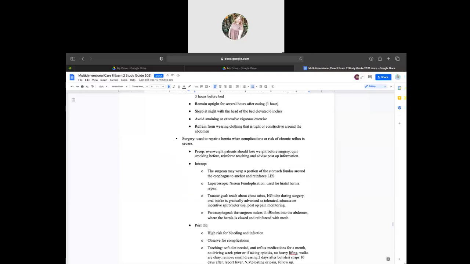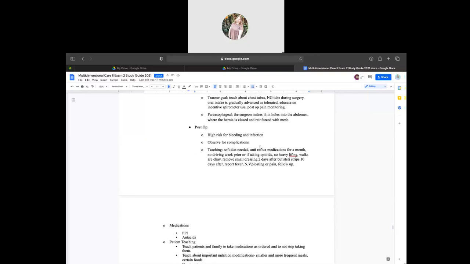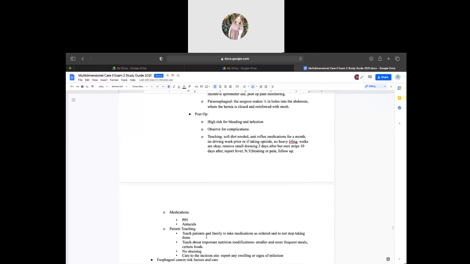However, there are a lot of surgical procedures we can do. Some of our surgical procedures may be like tying it around. They're going to have the Nissen fundoplication, transthoracic methods, paraesophageal methods. Definitely, there's going to be a high risk for bleeding post-op, and there might be complications. Remember, they might need a soft diet for a little bit, anti-reflux medications, no driving, no heavy lifting. They have to do certain dressing changes, report fevers, nausea, bloating, pain, all your post-op stuff.